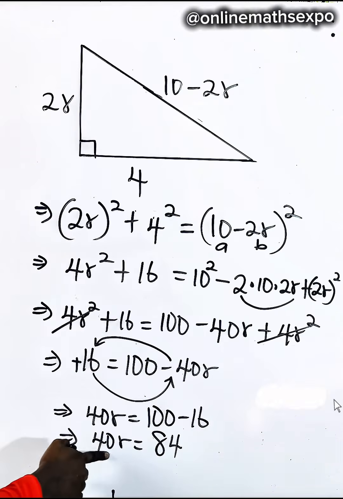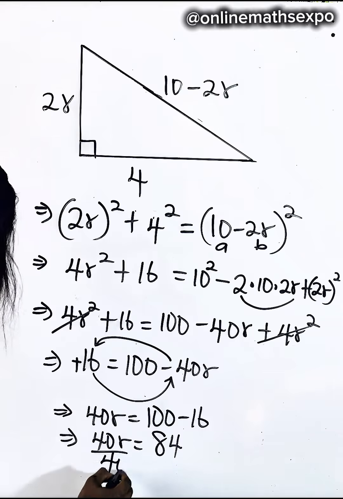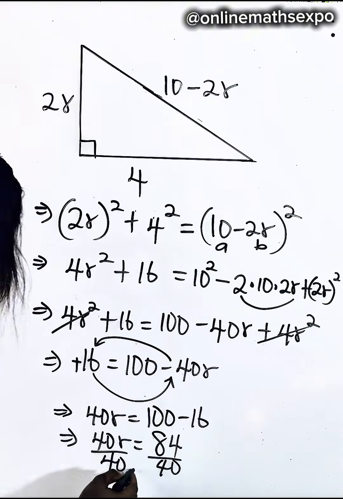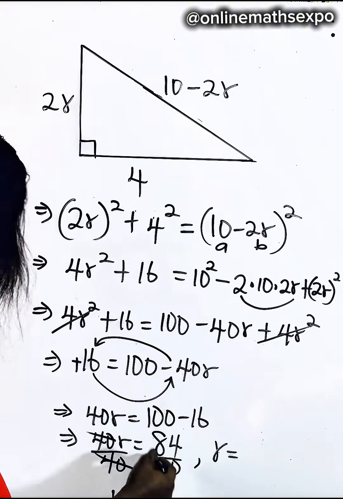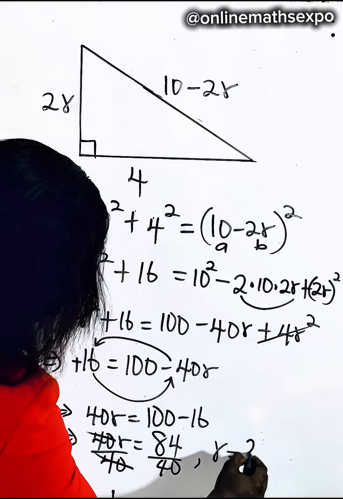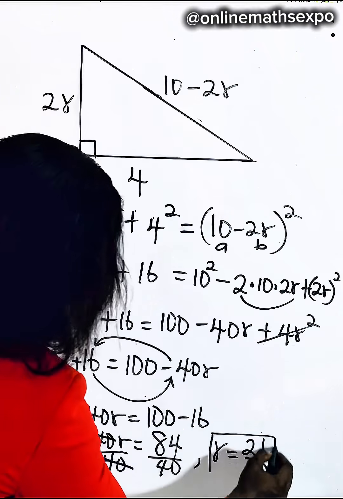To get the value of r, this is multiplying, so to get your r, you divide. We divide by 40. So our radius gives us 21 over 10. Now this gives us the radius.